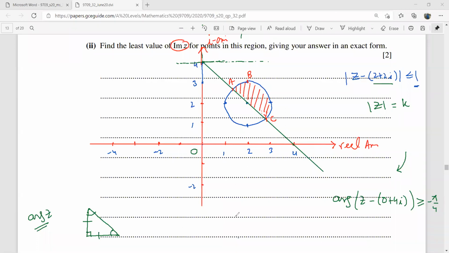Where do you think you will have the minimum vertical component, bacho? Yes, at point A, B, or C? Yes, hurry up. Sir, C. C, है ना? So now it says you have to give your answer in exact form. ठीक है? चलिए, let's find the C.